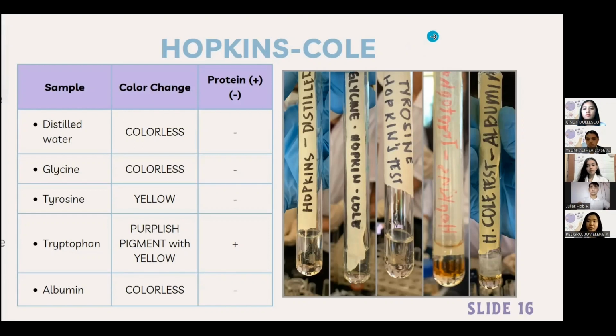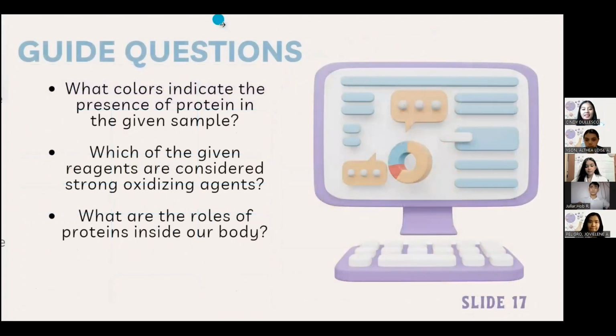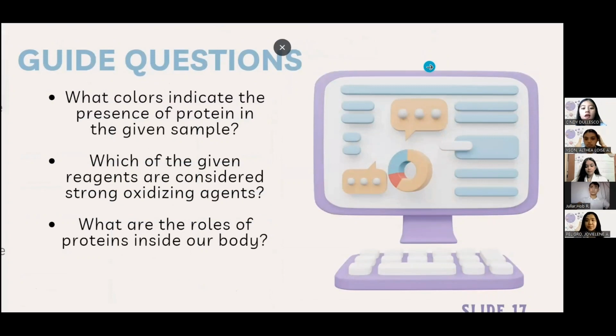So in this oral report, we're also going to answer the guide questions that were given in the datasheet for Experiment 3. So for the first question, let's have Miss Cindy Dullesco. Thank you. So for the first question, what colors indicate the presence of protein in the given sample? Among the results shown in the experiment we have performed, in the Biuret test, the presence of protein is detected if the sample turns violet. Having a slight violet color in the sample still indicates that there are proteins present.